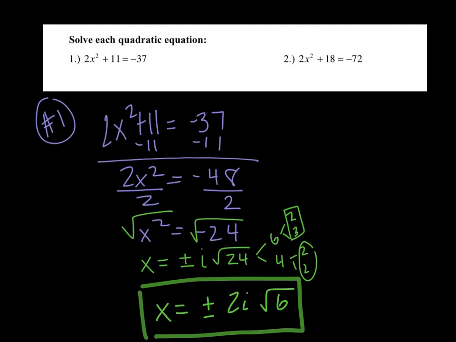So anytime you see a negative value underneath the square root, it becomes the imaginary unit outside of your square root. It becomes i. You just pull it right out and then you just simplify like you normally would with a radical. So go ahead and try your second one, guys. Number 2.